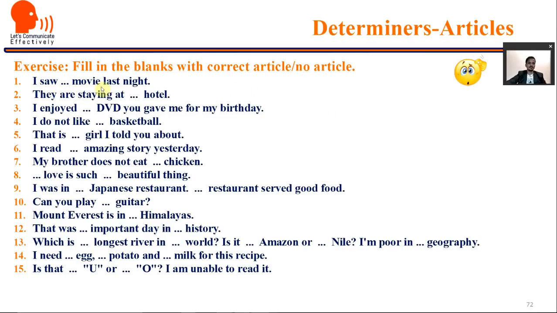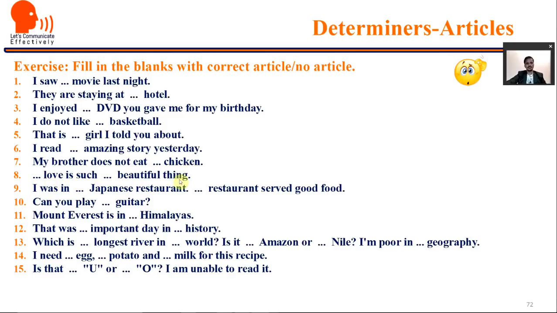I saw ... movie last night. You have to use the article a, the, or no article. They are staying at ... hotel. I enjoyed ... DVD you gave me for my birthday. I do not like ... basketball. That girl ... that is ... girl I told you about. I read ... amazing story yesterday. My brother does not eat ... chicken.